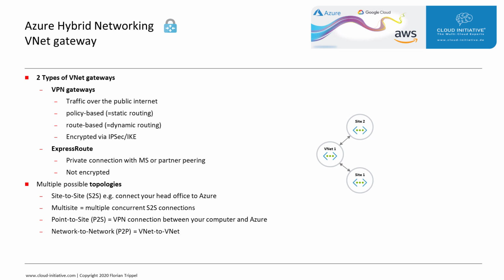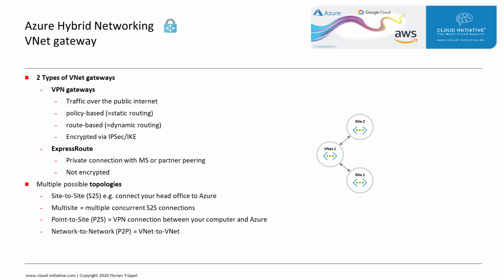In Azure we have two types of VNet gateways, the VPN gateways and the ExpressRoute gateways. When we create a VNet gateway, we must choose between these two types. With VPN gateway, we can create a VPN connection and route our traffic over the public internet. This traffic is encrypted using an IPsec tunnel.